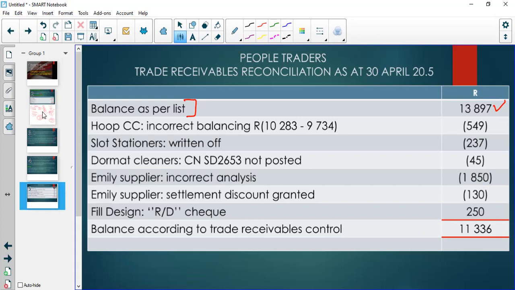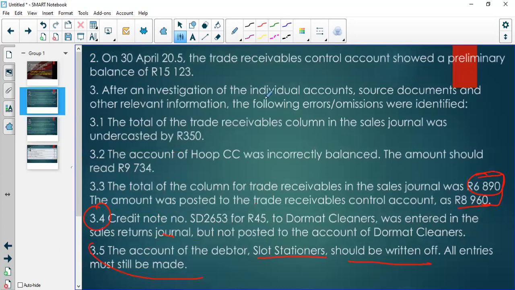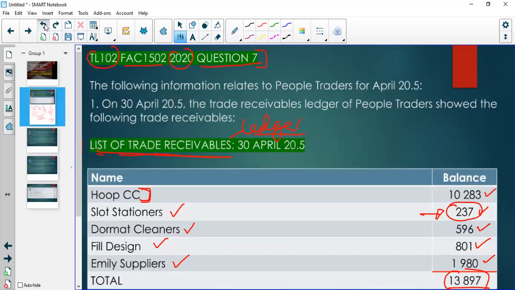So we go through the story again, all right? We said the amounts that go up. So we said that the correct amount for CC is supposed to be, for whoops CC, right? So what is it supposed to be? So hoop is 10,283. As you can see, this is the hoops balance, but we have to correct that. And it means it's too much because the balance should be a small amount.